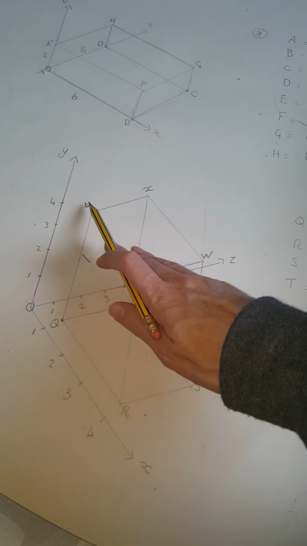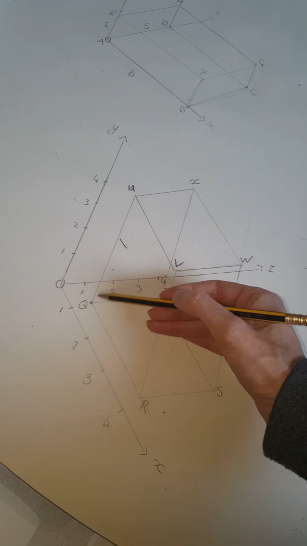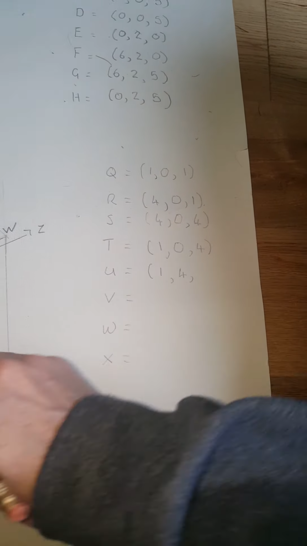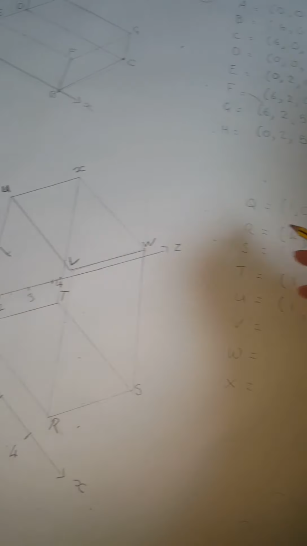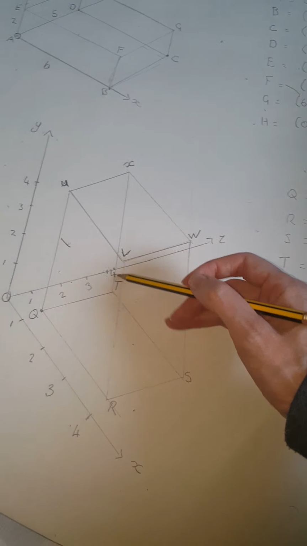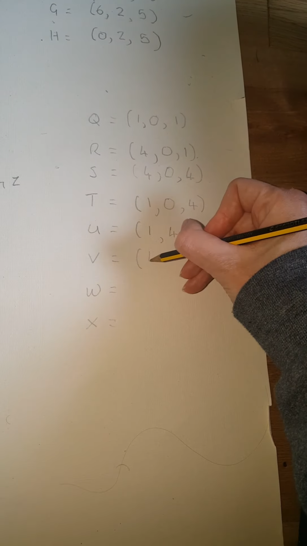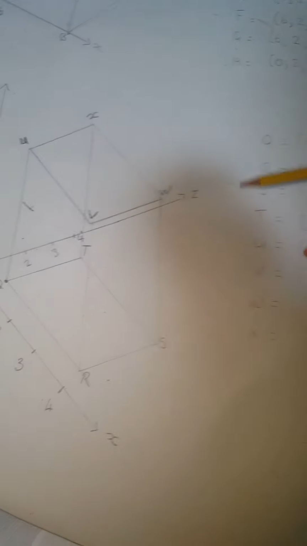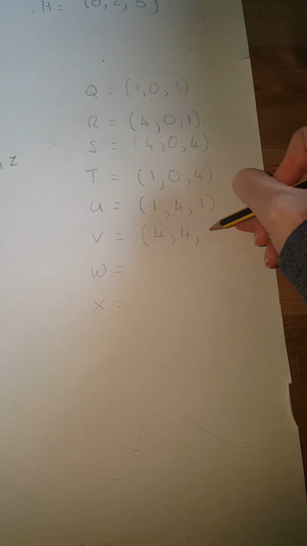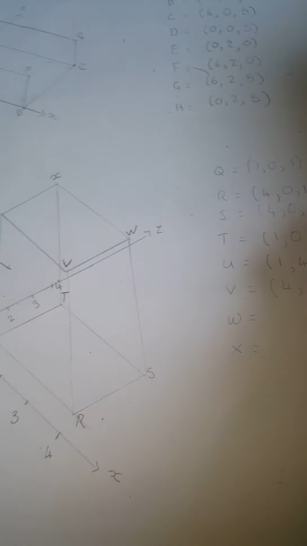Right, on to U, which is up here. We've gone out the x coordinate axis 1. This time I go up 4 places in the y, so y coordinate 4, and I have gone out 1 place on the z-axis, so z coordinate is 1. On to V. V is here, so we go out 4 places on the x coordinate axis, so x coordinate is 4. We're going up 4 places on the y coordinate axis, so y coordinate is 4, and I've gone out 1 place to get to V on the z, so that's 1.